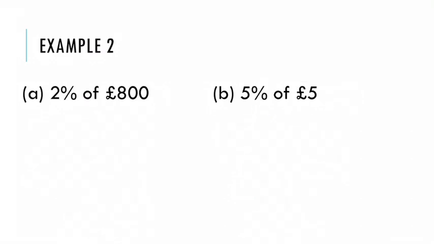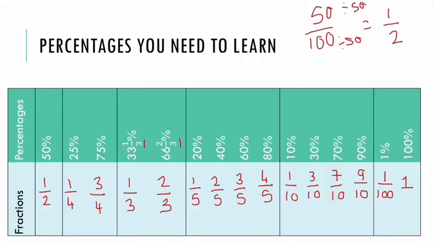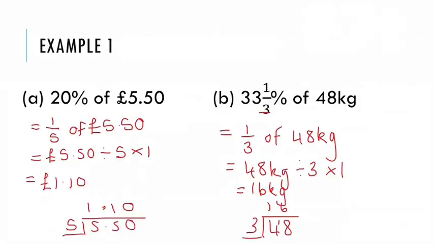Okay. Now example 2 is a little trickier because we do not have 2% in our table. If I go back to the table, we want to find a percent that we can relate easily to 2%, okay? So what I would go for is 1% because we know that 2 is double 1. So if we can find 1%, we can double our answer to get what 2% is.